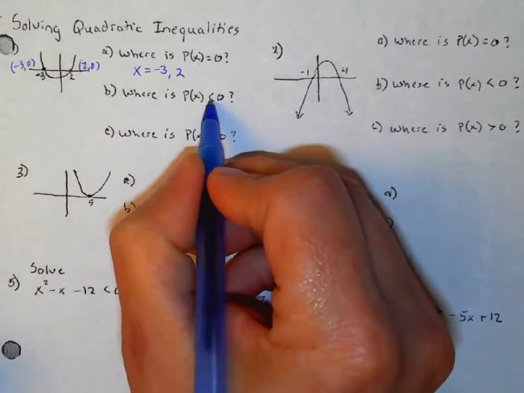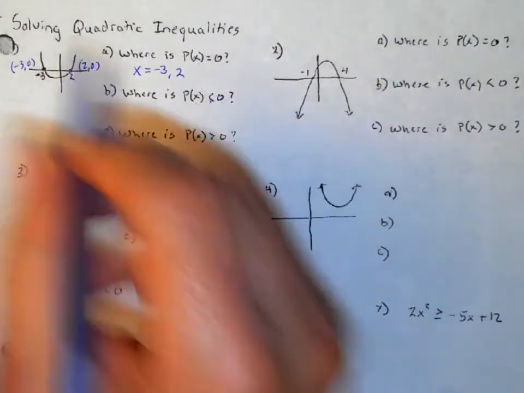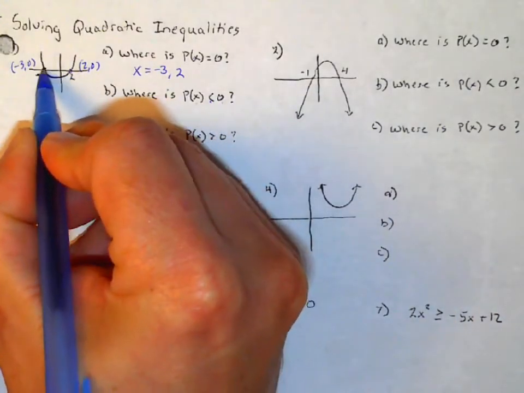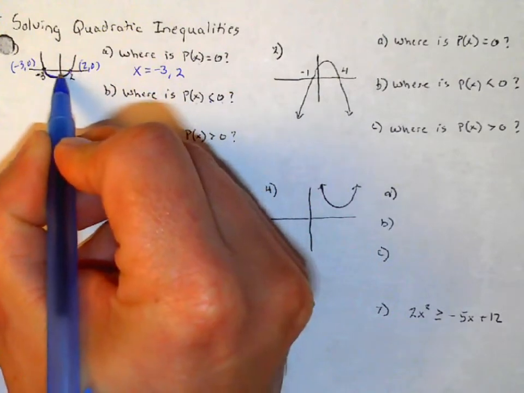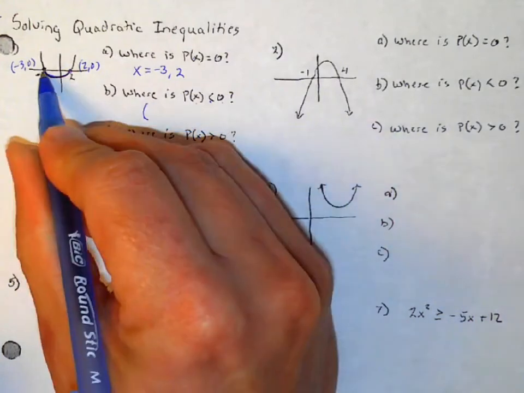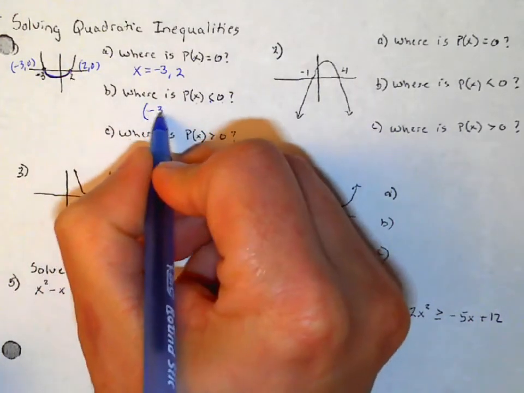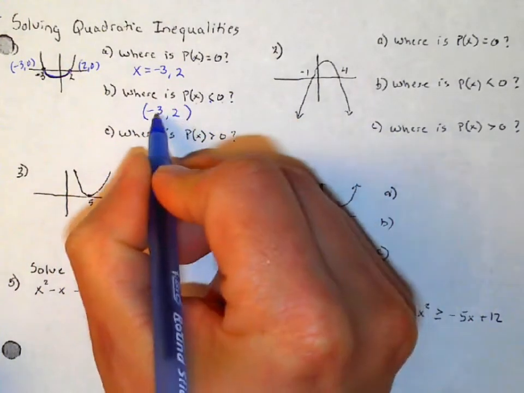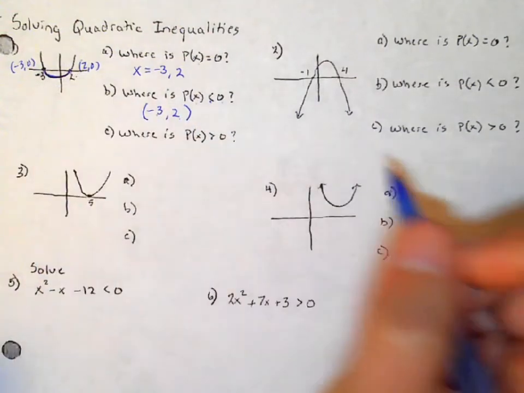Now, where are my outputs going to be less than 0? So all this area right here, the outputs are negative. So it's going to be between -3 and 2, if we use interval notation, between -3 and 2, it's going to be less than 0.